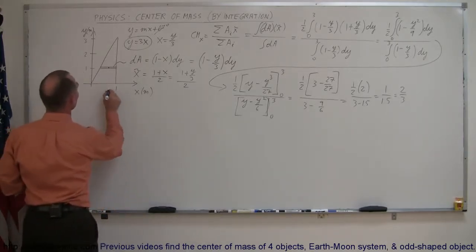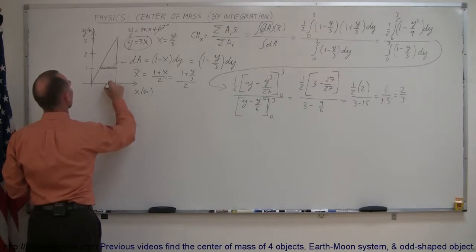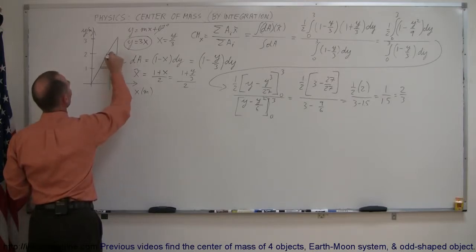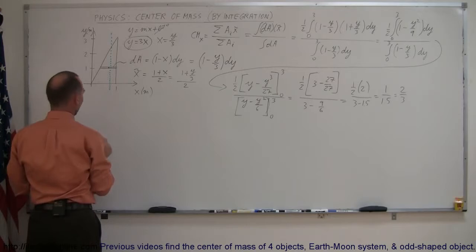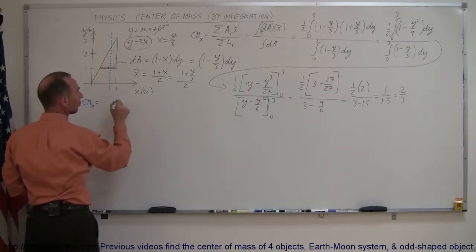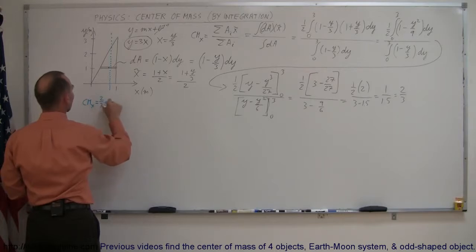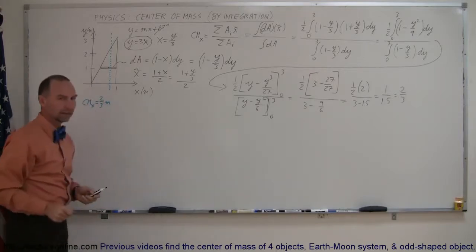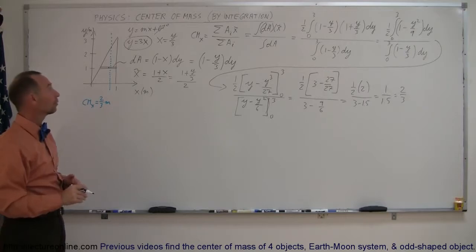So in the x direction, 2/3 is right here. Somewhere along this line is the x-coordinate of my object. So x, center mass, in the x direction is equal to 2/3 of a meter. All right. Now we have to do exactly the same thing, but now for the y direction.